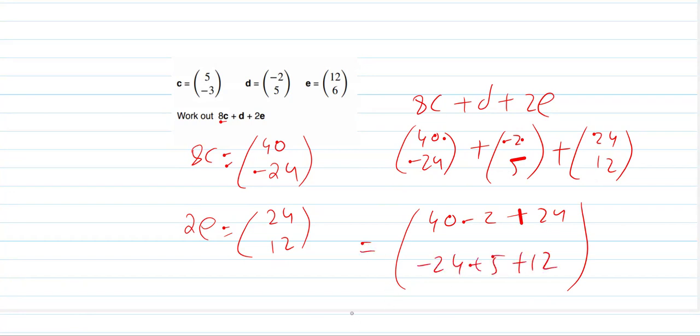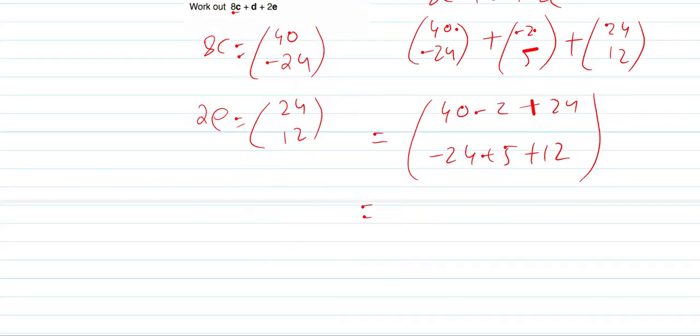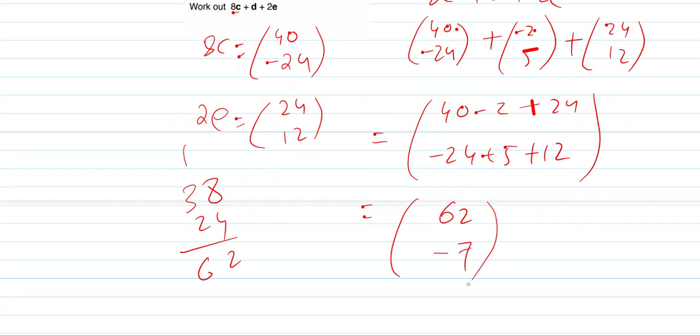So what that is going to be, it will be 38 plus 24, which is 62. Now, what is that one? Minus 24 plus 5 is minus 19, plus 12 is minus 7.